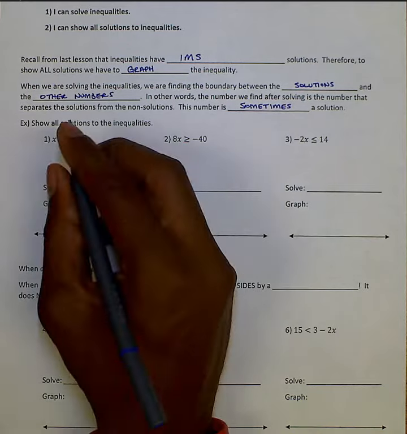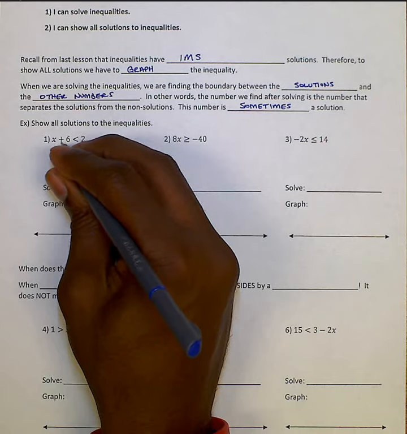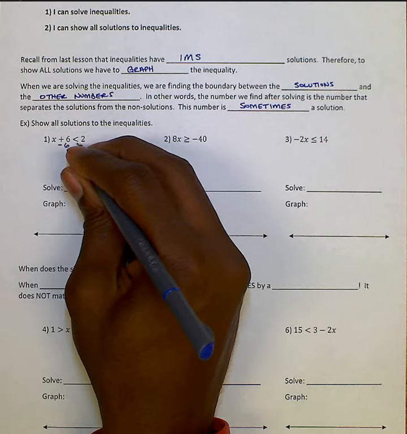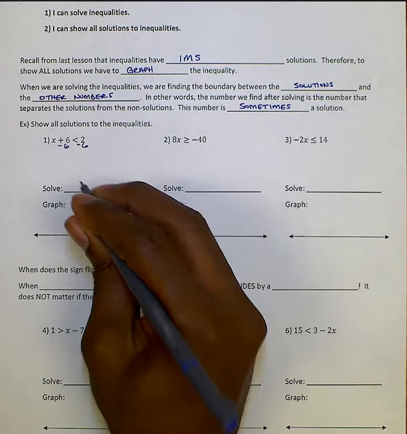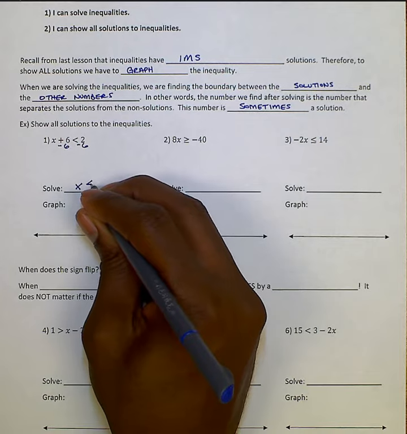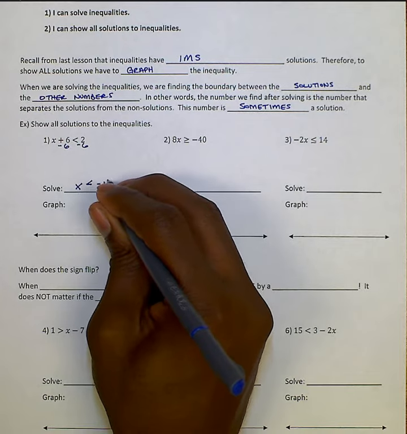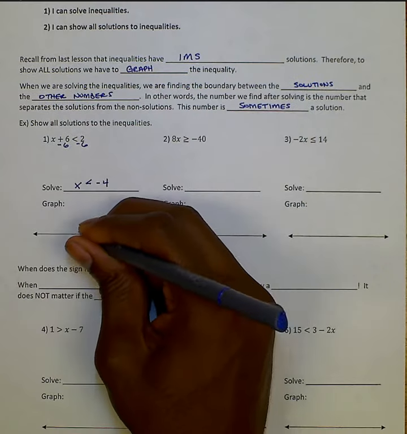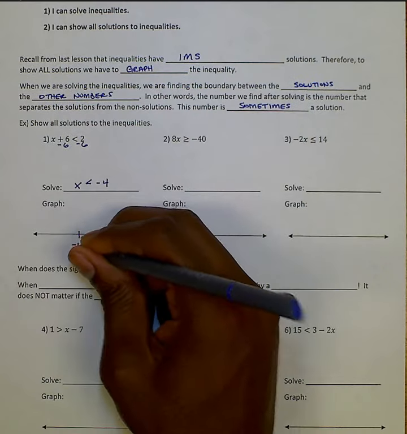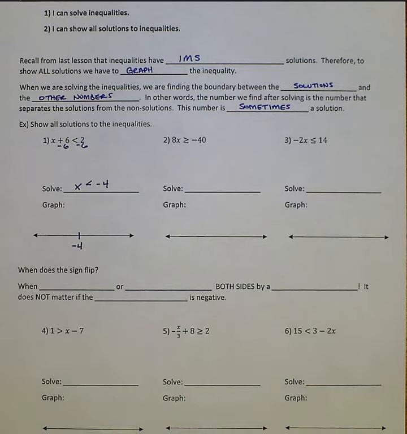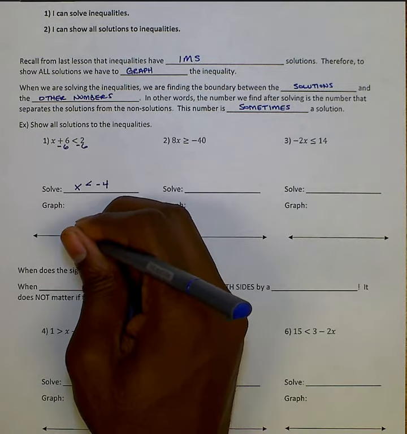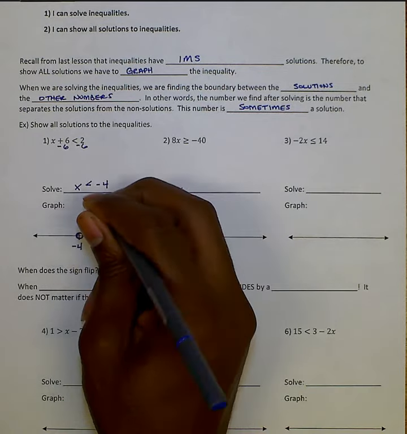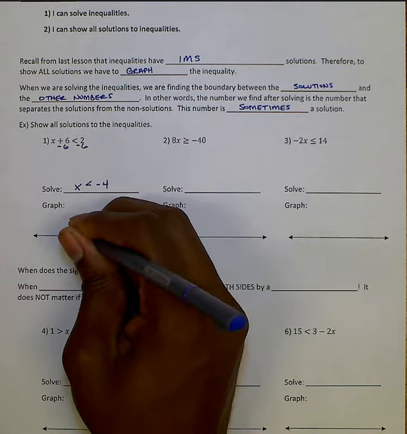So x plus 6 is less than 2. We want to get x by itself. We'll subtract 6 from both sides. And so we'll have x is less than negative 4. Alright, from there we have our number line, have negative 4. Less than means it'll be an open circle going to the left where numbers are less than that.